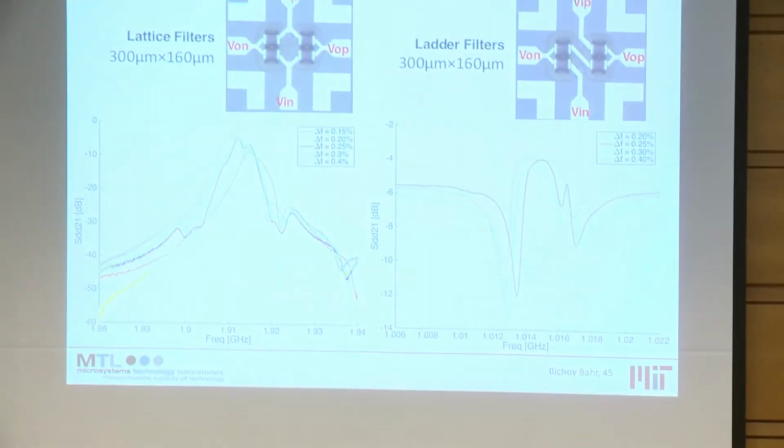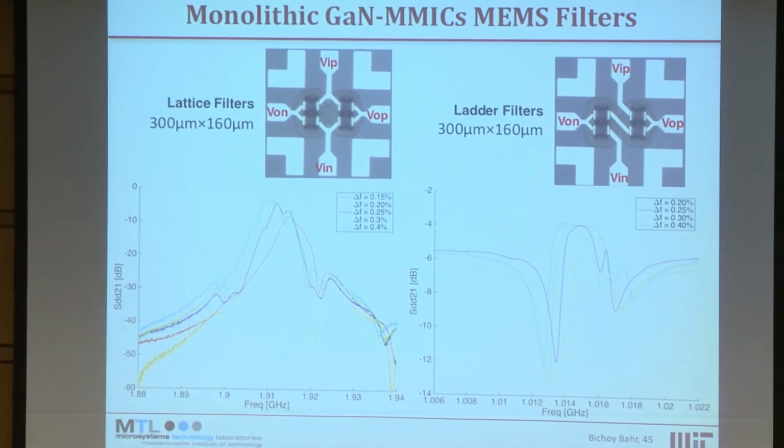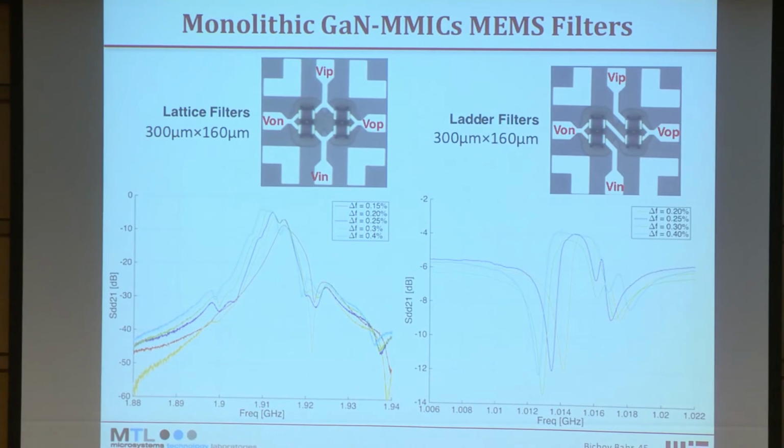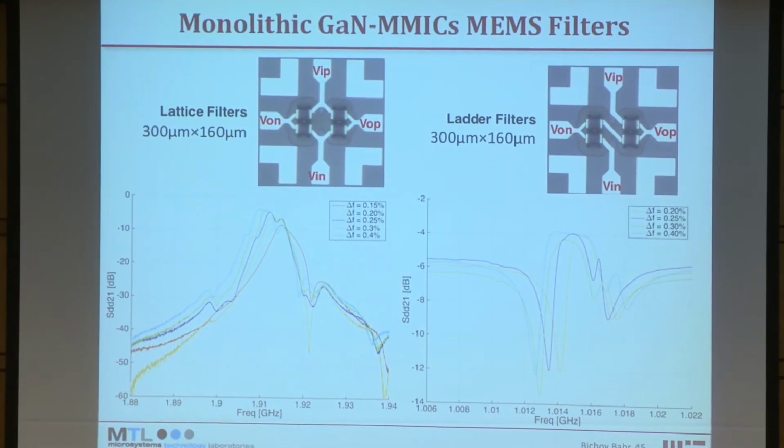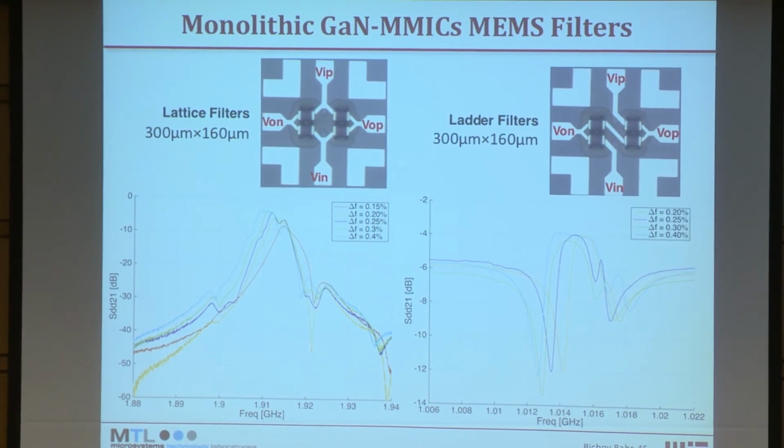And also I did filters, basically lattice and ladder filters using the same LAM mode resonators because we can change their frequency lithographically. So it's very, very easy to tune them. And we have filters around 1 gigahertz and 2 gigahertz as well.